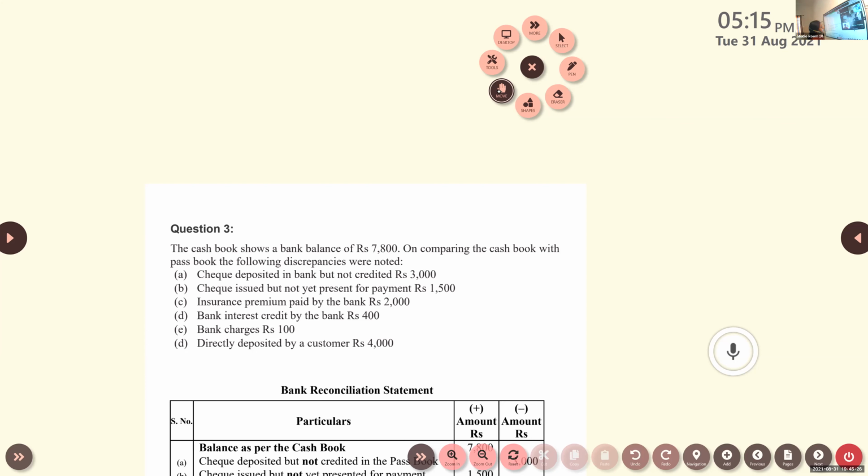Yes. Ready with the second one? Pranav, tell me. Check issued but not yet presented for payment. What to do? It means check went out. That means bank add, cash book reduced. Correct? In the cash book, bank column, we show it as reduction. No? I'm wrong?